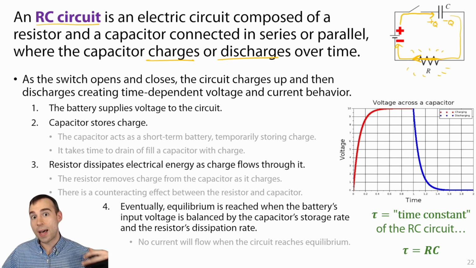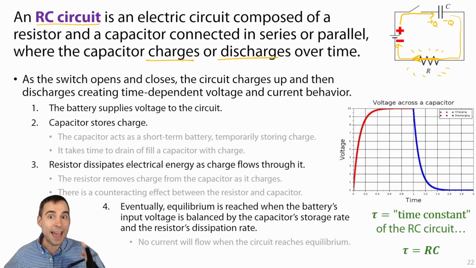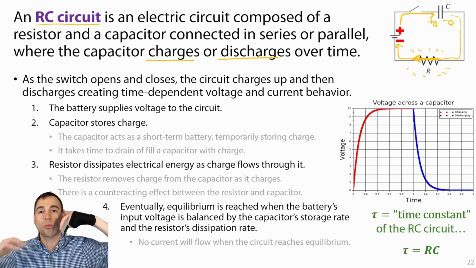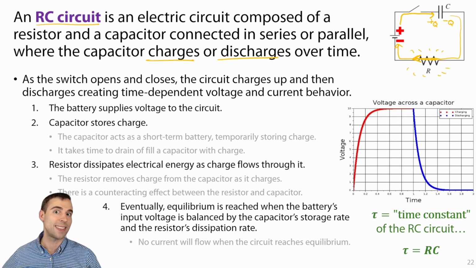So the battery supplies a voltage to the circuit that ultimately charges up the capacitor. The resistor at the same time dissipates some of the electrical energy stored up in the circuit. And so eventually there will be an equilibrium point where the capacitor is charged up at the same exact rate that the resistor is dissipating electrical energy. And we would say that this RC circuit was at equilibrium at that time. Essentially, no current was flowing one way or the other.